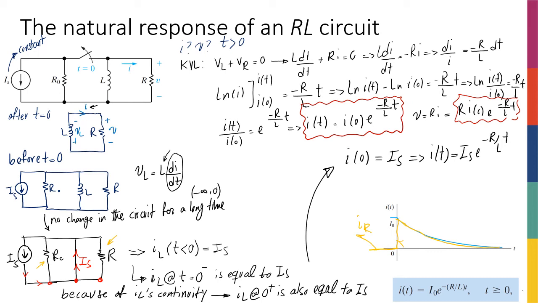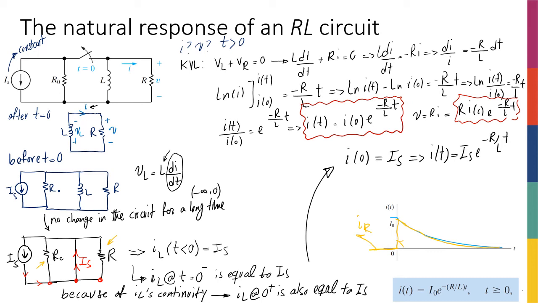So think of it as two different eras, right? The era of after switching and the era of before switching. The only thing that is connecting these two time zones is really the current of an inductor. Anything else could change at the time of switching drastically. The only thing that remains constant before and after switching is going to be the current of an inductor.